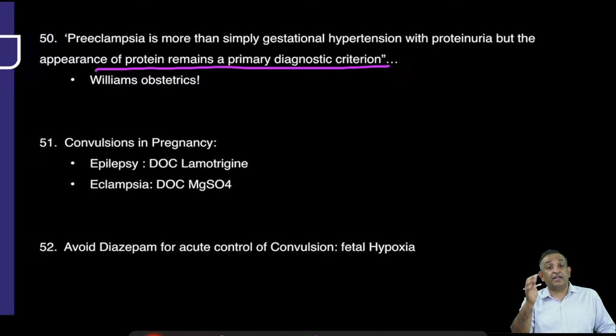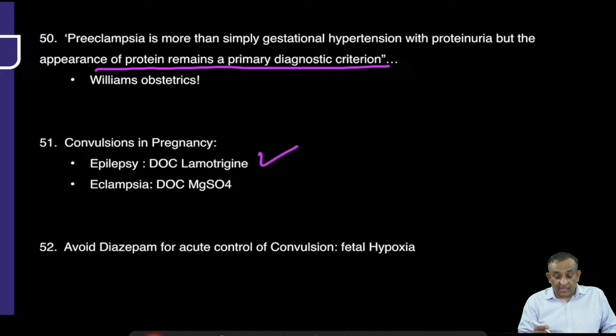Convulsions in pregnancy can be because of many reasons. Epilepsy is a neurological disorder which causes convulsions, and you know neurology better than me. But convulsion is also a manifestation of eclampsia. So for convulsion in pregnancy, please be careful what we're asking you. If we're asking the drug of choice for epilepsy which causes convulsion, then we say lamotrigine. But if I'm talking about eclampsia, the drug of choice is magnesium sulfate. So be careful when you mark your answers.